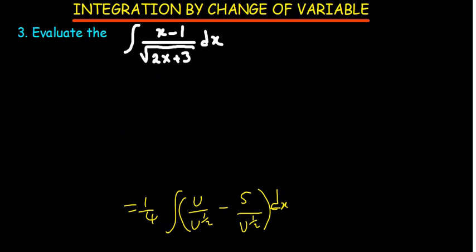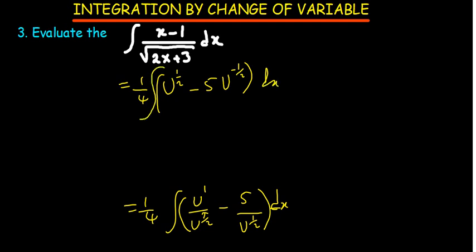And from here, what are we going to get? That is going to be 1 over 4. When we are dividing numbers of the same base, we can simply subtract the power. So this is power 1. So 1 minus half, that would be a half. So that would be u to the power half. Then minus 5. This u to the power half, I can take it on top. That becomes u to the power negative half. And then dx. Of course, there is integral there.